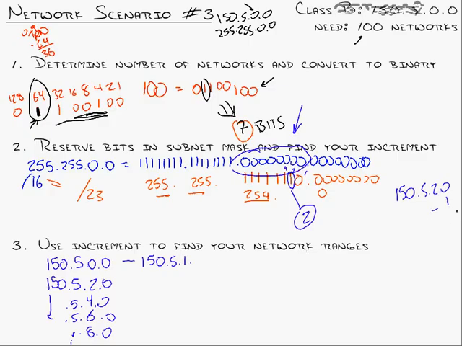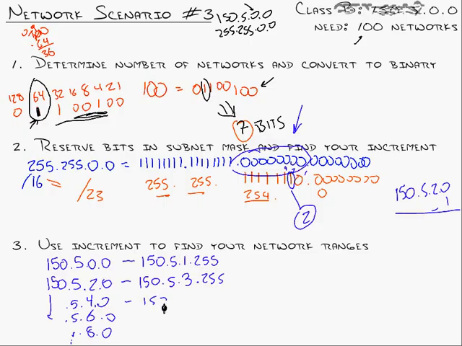150.5.2.0, that's where our next one starts. If we were to subtract 1 from that, the last possible IP address before we get to 2.0 is actually 1.255. This one goes through 150.5.3, that's the last one before we get to 4.0, .255. Again, the last IP address before we get to 4 is 3.255.